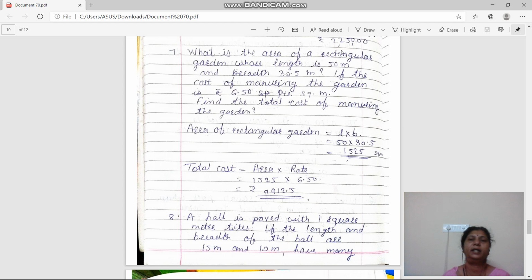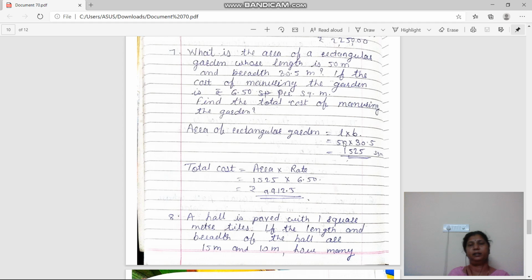What is the area of the rectangular garden whose length is 50 meter and breadth is 30.5 meter? If the cost of manuring the garden is rupees 6.50 per square meter, find the total cost of manuring the garden. So, area of rectangular garden is equal to length into breadth.